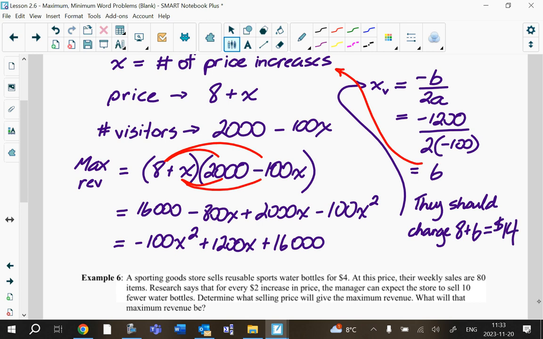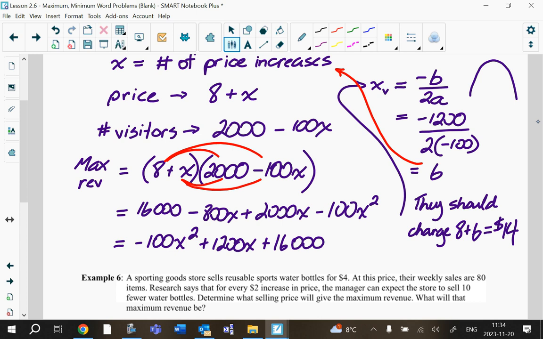Anything more than that, they'll start to lose money. Their sales won't be as great. Because remember, it follows this kind of pattern. Sales keep going up and up as I increase my price, but then they reach a maximum of $14 and then it starts coming down. Sorry, the 14 is here. So that's the third, yeah.